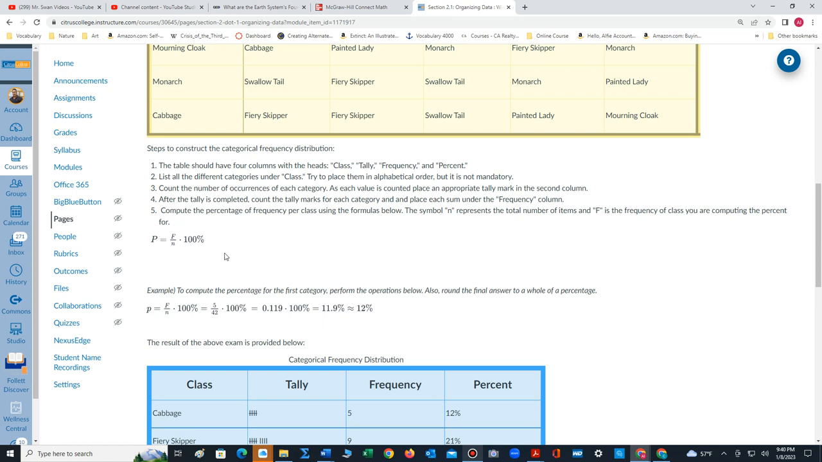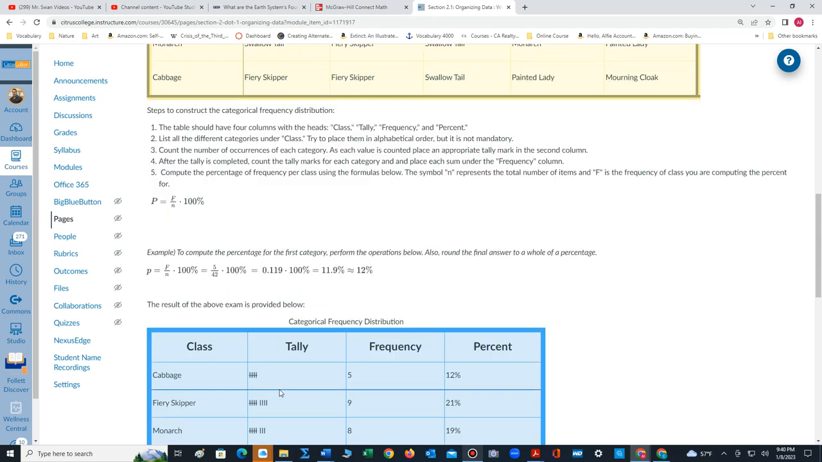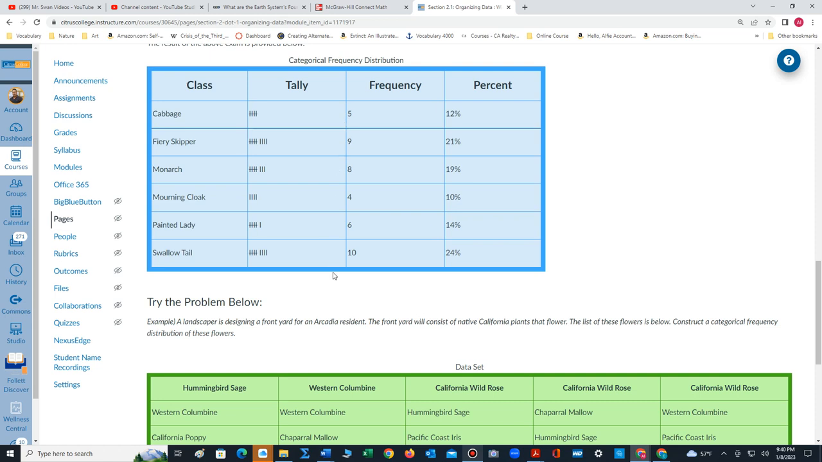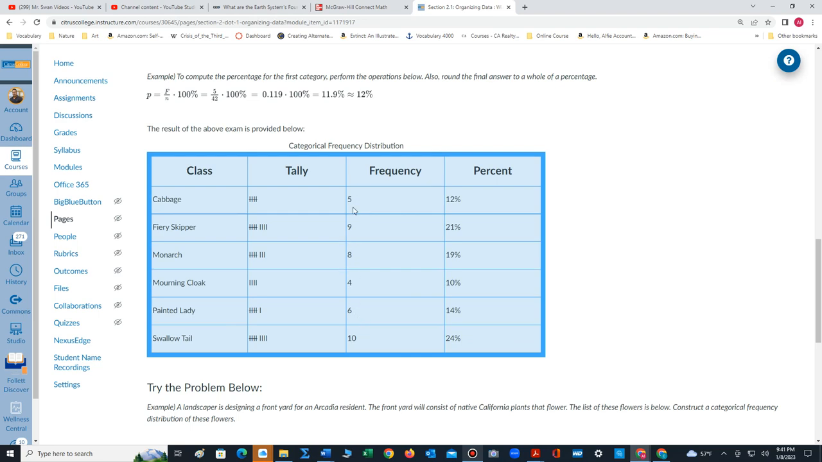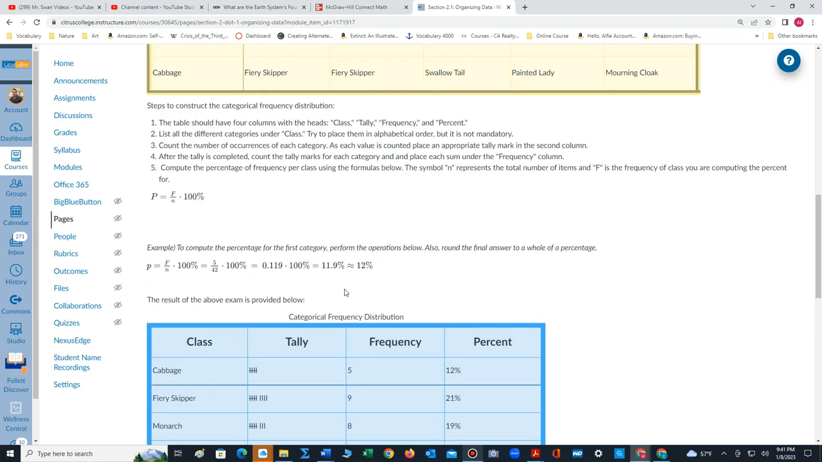There is a formula we use to compute the percent. The formula is this. You take each frequency divided by n. Now, n is the sum of all the observed butterflies. So let's go ahead and add up this frequency column. If we add up the frequency column, we will end up computing 42. So there's 42 butterflies that were observed.